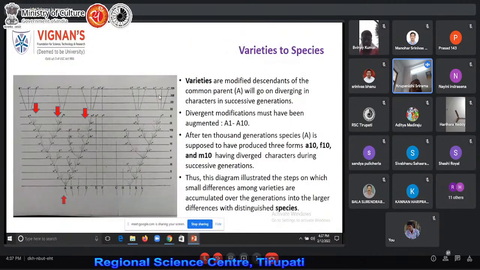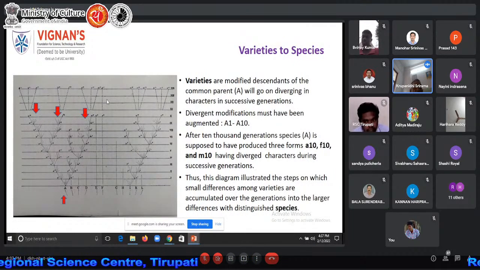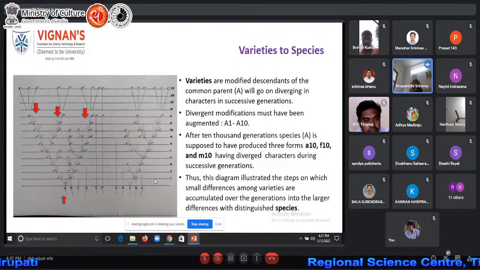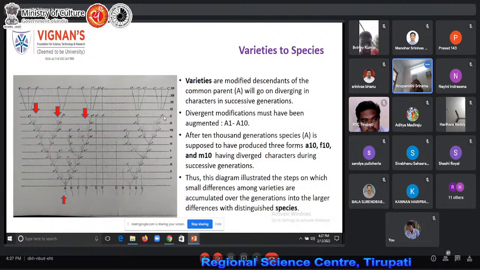Now let us see this particular grid. Very interesting grid. Of course, most of it looks like horizontal lines and vertical lines, but we have to explain the concepts. There are 10 horizontal lines, 1, 2, 3, 4, up to 10. Between two horizontal lines, there are 1,000 generations. Okay, so like this, 10 means 10,000 generations.